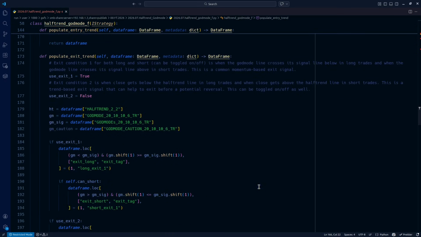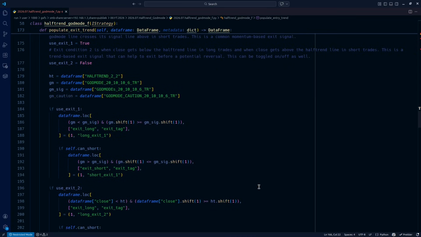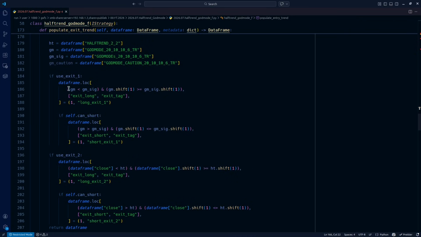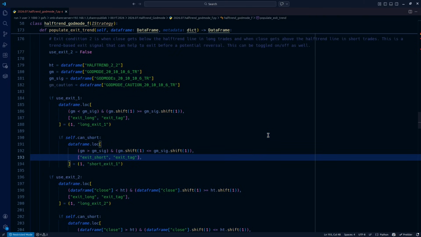The exit signals used are only those of the Godmode and its signal line. So when the Godmode line gets below its signal line, where also on the previous day it was not so, then the exit signal flashes for the strategy. And of course the situation is reversed with short trades. When the current Godmode line value is above its signal line, and on the previous candle it wasn't the case, then that's the exit signal and you have to exit the trade.